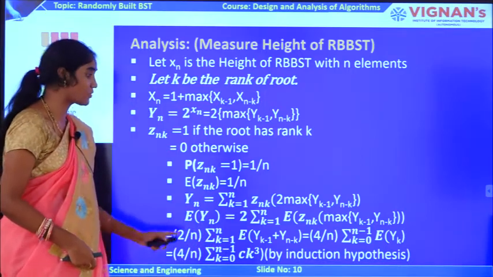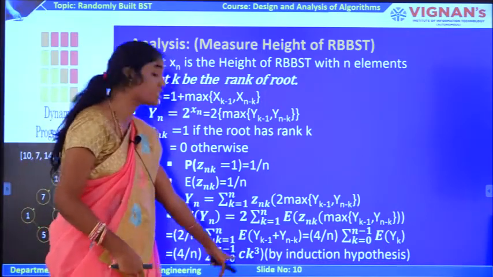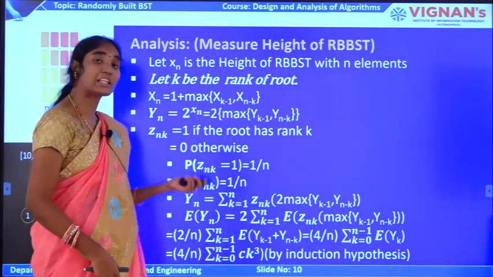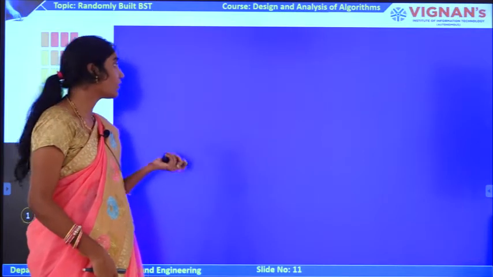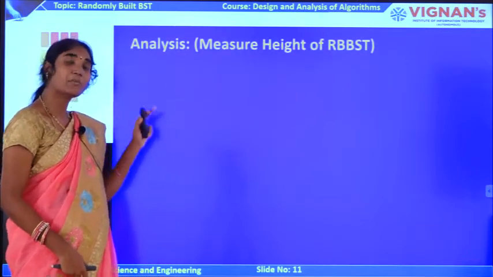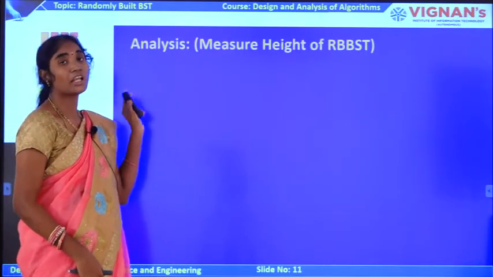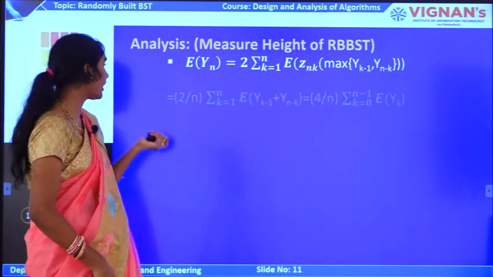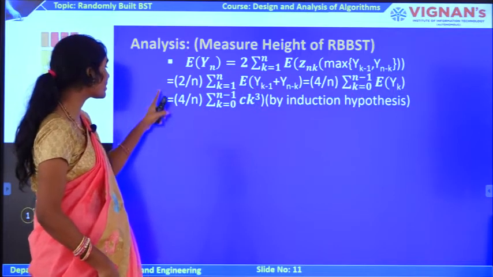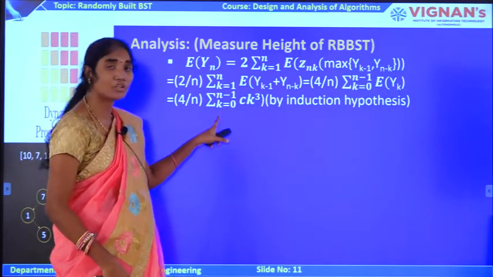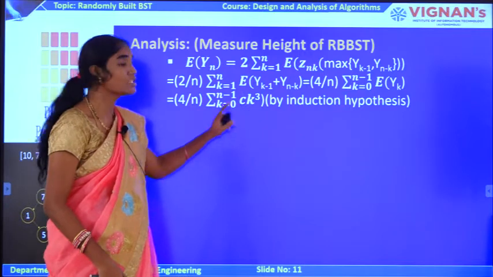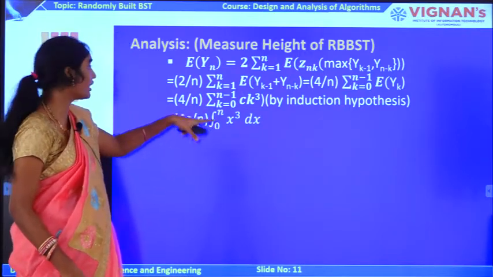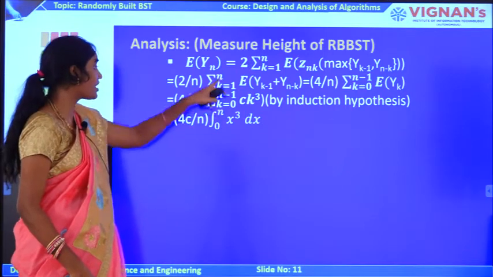And again I substitute this E of yk value as c k cube. Why is it the summation of c k cube? Because here we have used the induction hypothesis. We will not discuss that now, but according to the induction hypothesis, that will be less than or equal to c n cube. So now again I am writing all these things. Finally, it is equal to 4 by n into the summation of k equal to 0 to n minus 1 of c k cube, right.